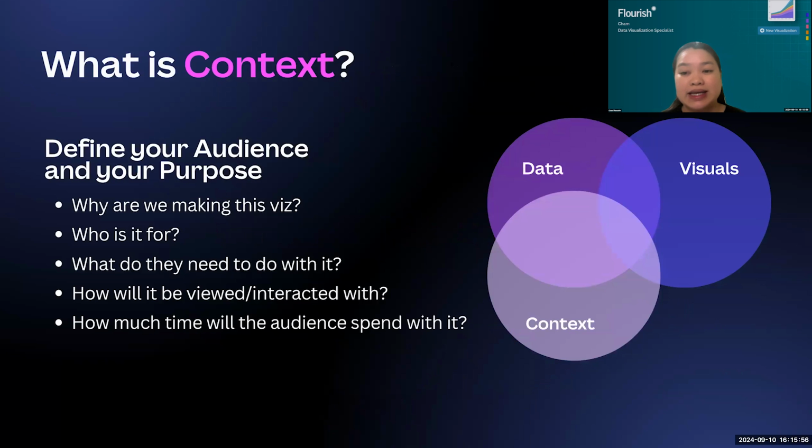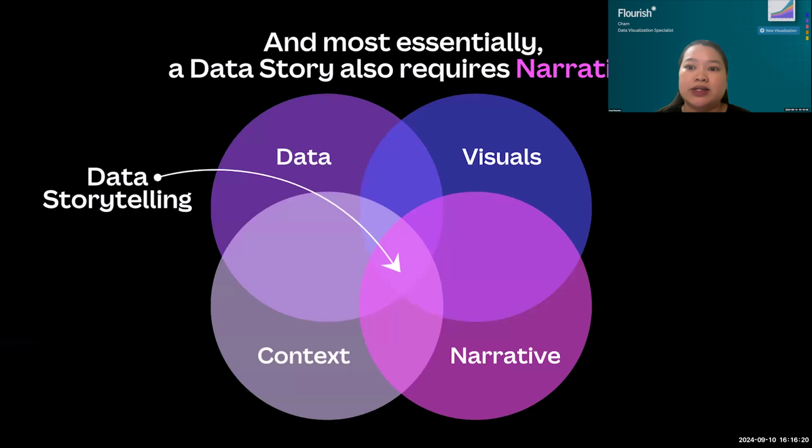Understanding who our audience is and outlining our purpose by answering questions such as, why is this visualization relevant? Why is it important to our audience? How will they consume it and where? How long will they interact with it? Is there any other data that we need to further solidify our narrative, and so on? Those questions, when answered, will help us design a relevant and impactful data story.